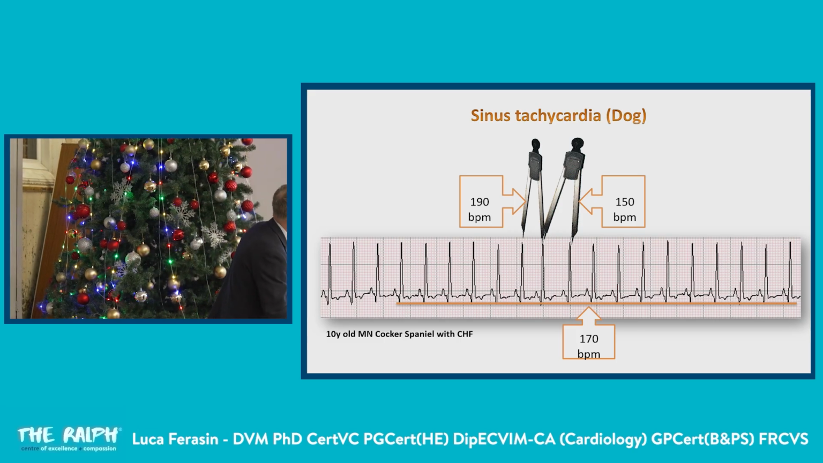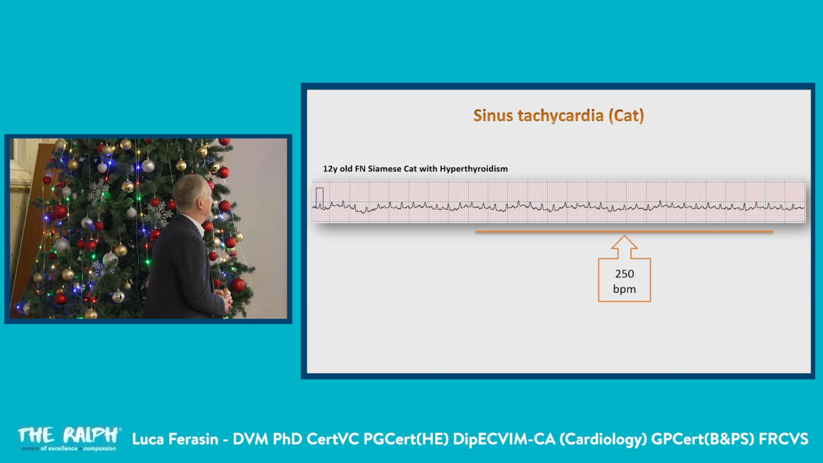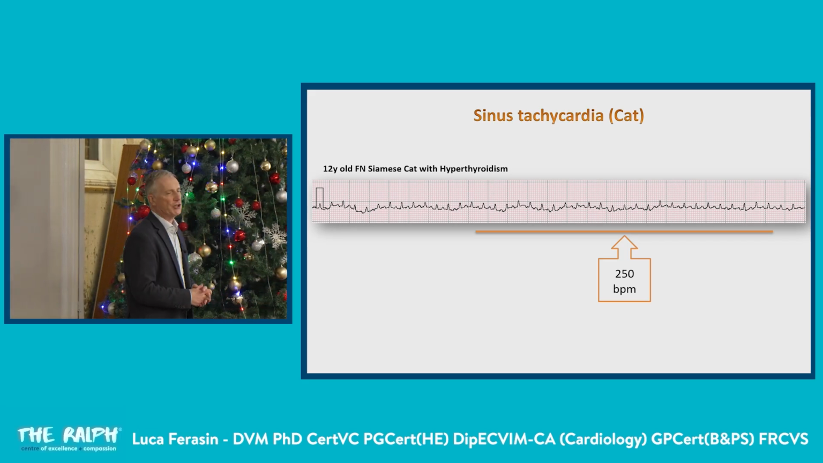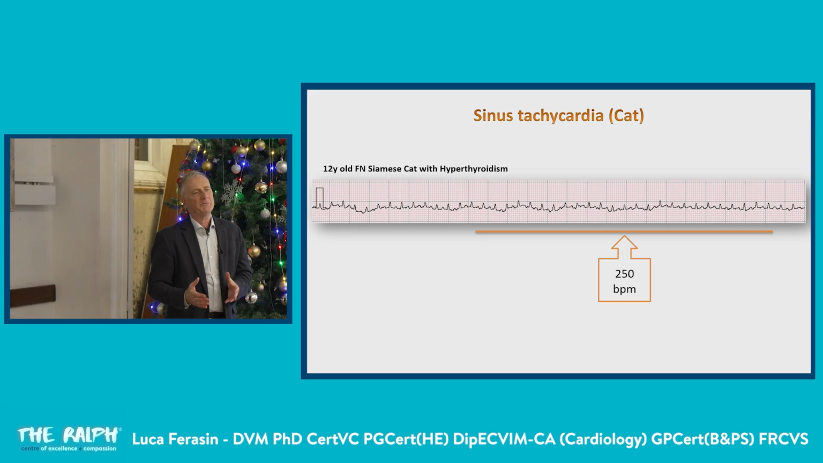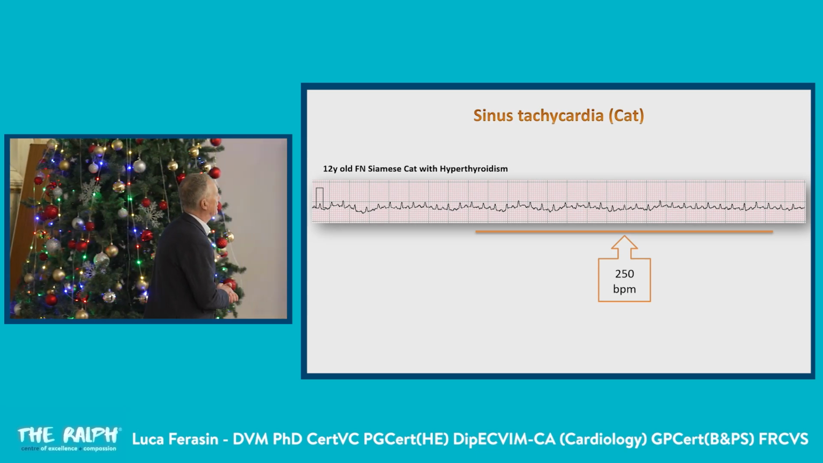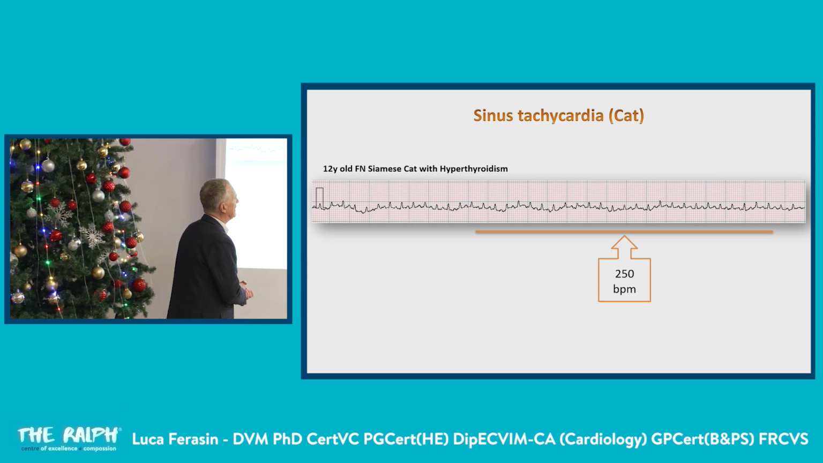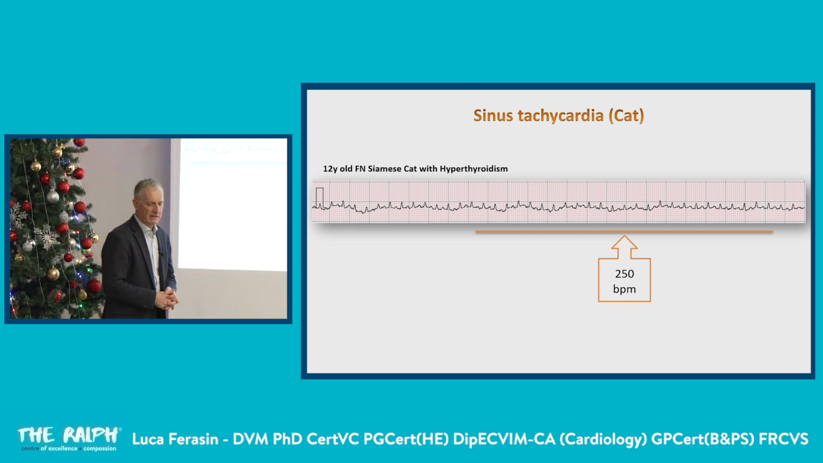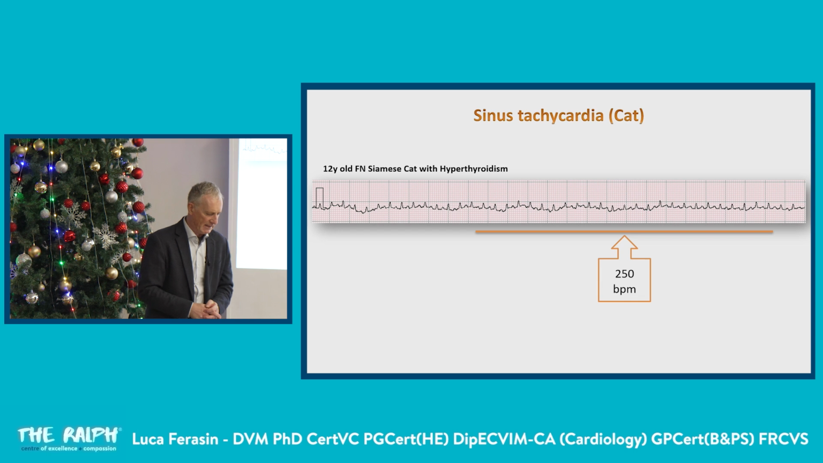And the same applies to cats. There we go. We got a cat here with hyperthyroidism. 250 beats per minute is not particularly fast, but still compatible with a tachycardia in the cat. And here we see the peak, your ST. Again, we are happy to call it sinus tachycardia.